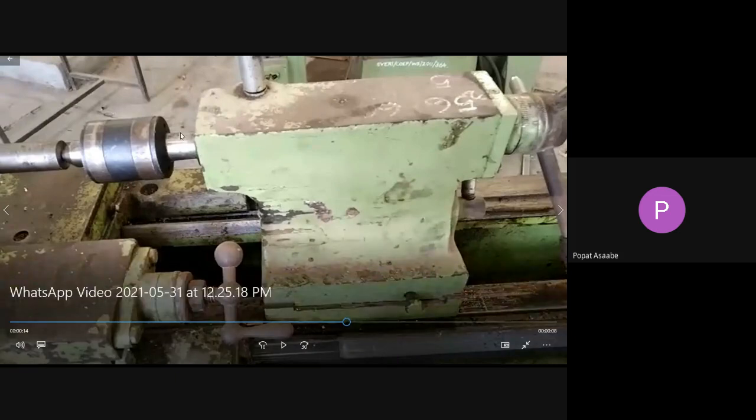This is your live center. That live center is fixed into that tailstock. See here, are you looking at this nut? Yes, this is the lock nut. This is one part of your tailstock. This is the upper part, this is the lower part, and both parts are overlapping each other.